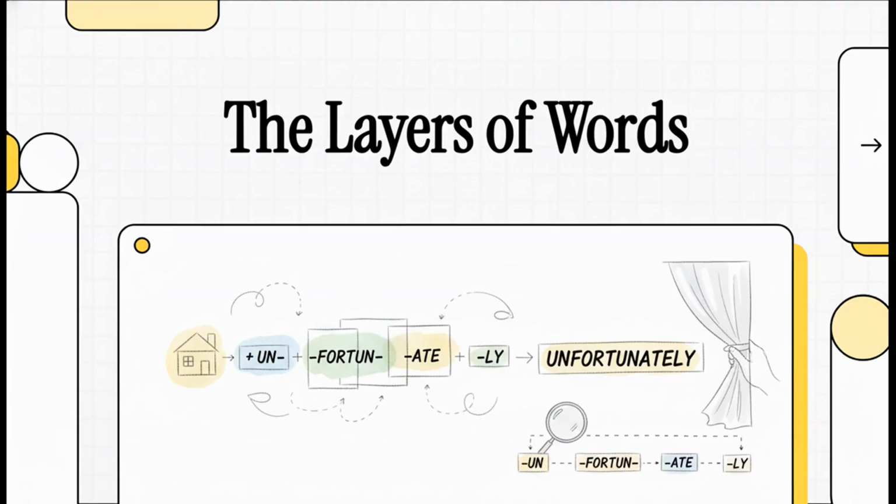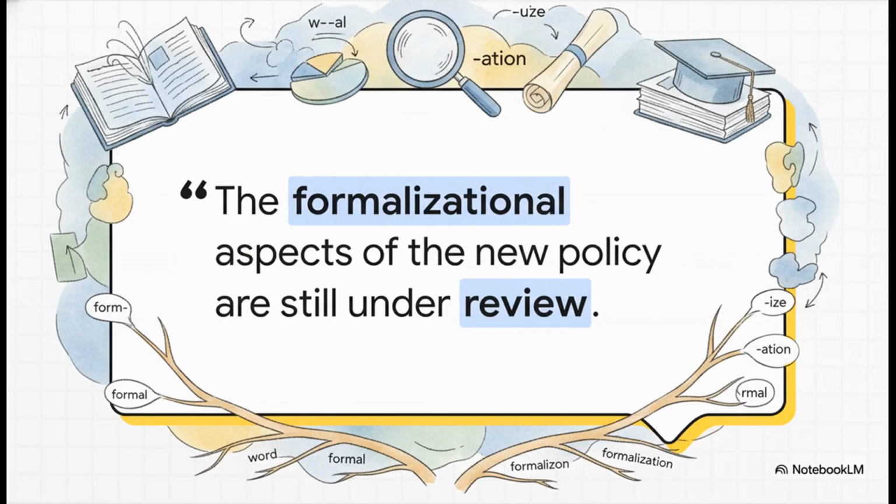And by the end of this, you'll have a secret weapon for decoding any word that comes your way, especially on an exam. So check this out. Here's a headline you might see in a financial journal. The formalizational aspects. That word, formalizational, it just looks intimidating, right? It's the kind of word that almost feels designed to make you feel like you missed something. But what if I told you it all starts with a simple four-letter root?